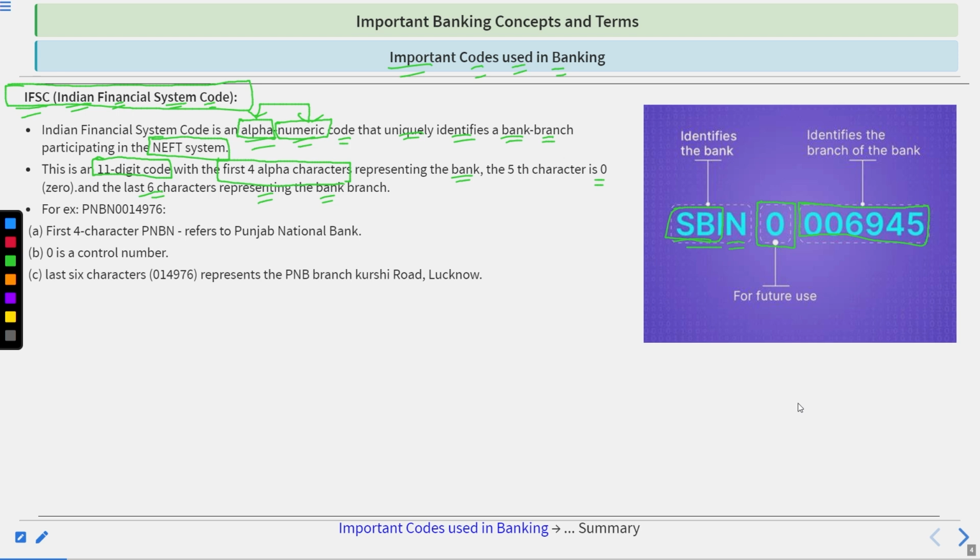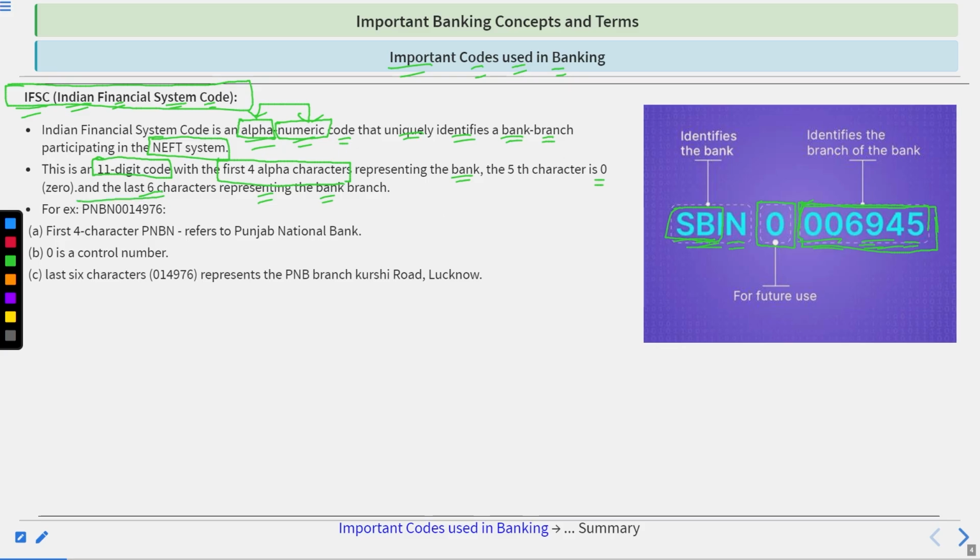First, by seeing the four alphabet characters, you will be able to identify that this is talking about the XYZ bank. Zero is for future use, and these six digits denote that we are talking about the Karol Bagh branch of XYZ. Okay. Similarly, for fund transfer, SBI shows that the fund is to be transferred to the SBI bank, and this number shows that it is to be sent to the SBI branch of Marthahalli, Bangalore. So that's how the IFSC works.